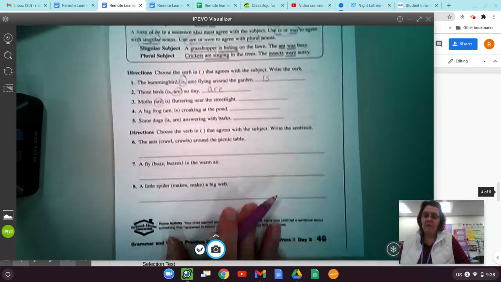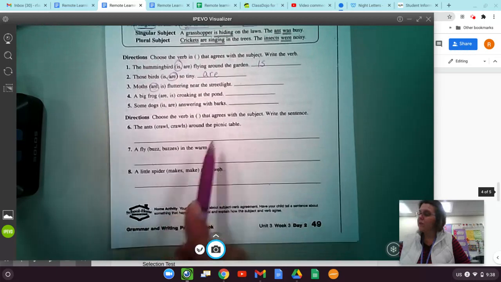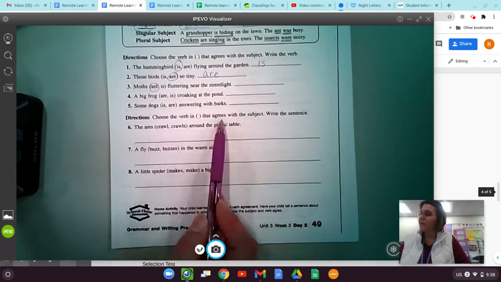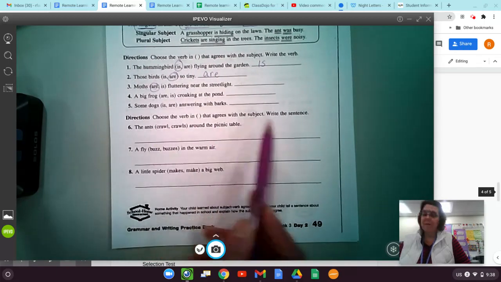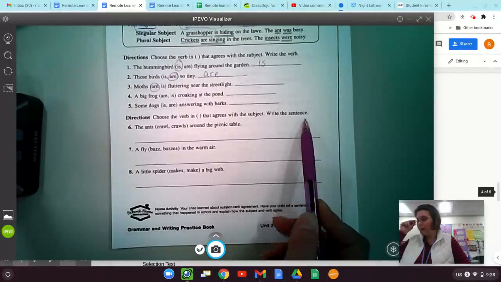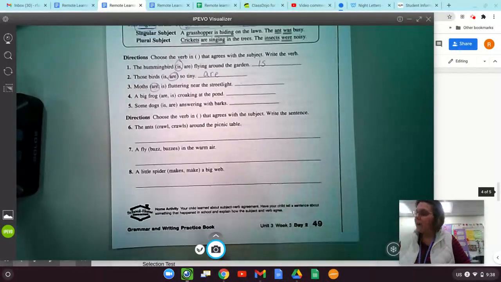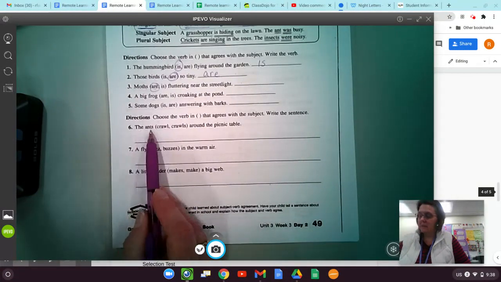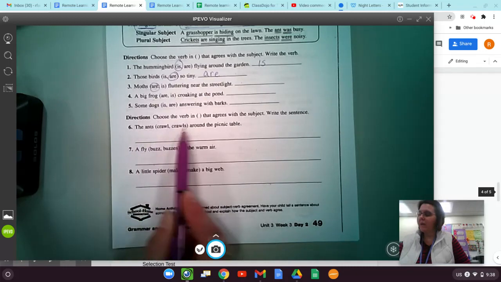And then let's look at this bottom. Choose the verb in parentheses that agrees with the subject. Write the sentence. This time you're going to have to write the sentence. Make sure you use capitals and periods and write neatly, please. The ants, it's plural, it has an S, crawl or crawls around the picnic table.